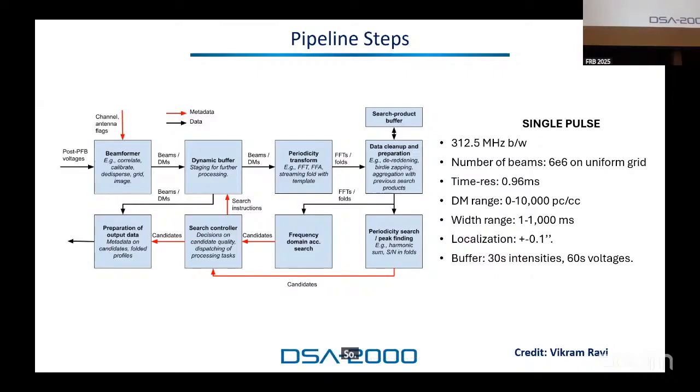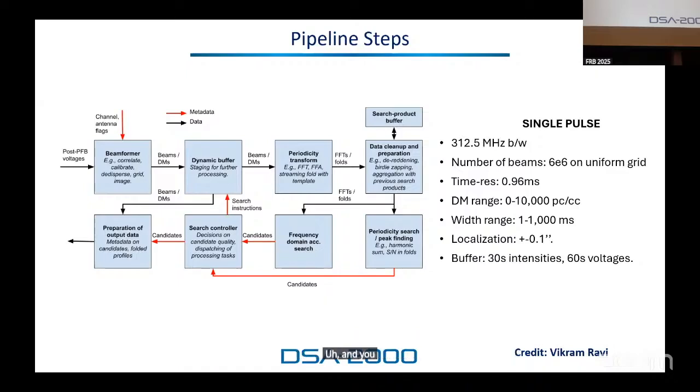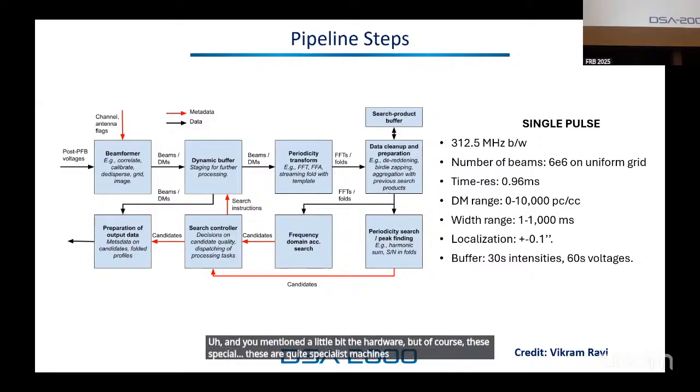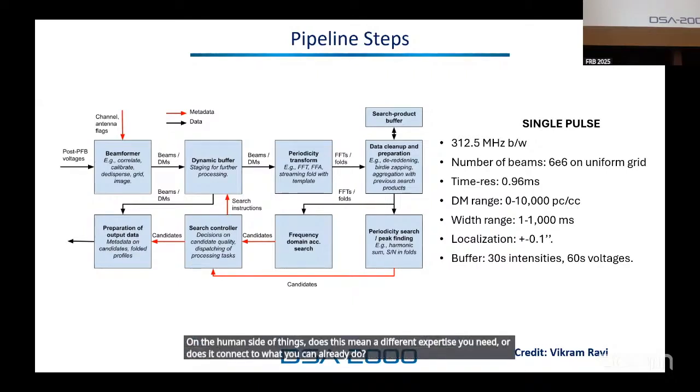So you focused on how you have recently changed your thought about the backend for the chronoscope. And you mentioned a little bit the hardware, but of course, these are quite specialist machines and they need to be programmed. So how are you on the human side of things? Does this mean a different expertise you need, or does it connect to what you can already do?